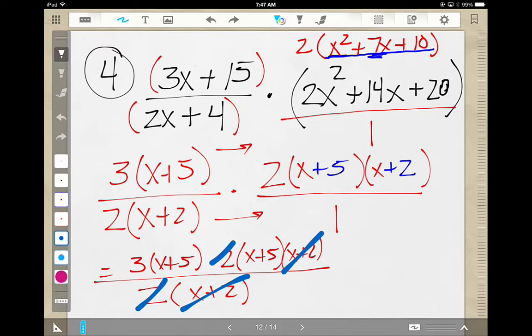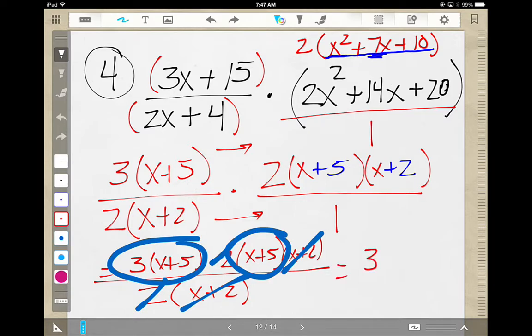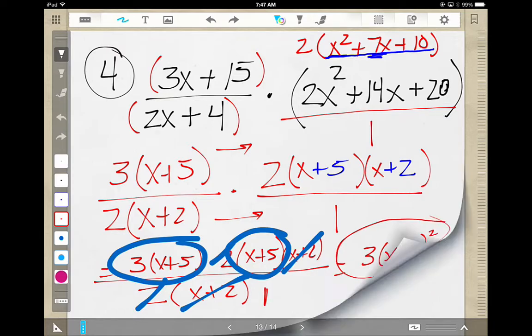So the only factors I'm left with are the 3 times x plus 5 and this other x plus 5 in my numerator. So it's going to equal 3 times x plus 5 twice, or 3 times x plus 5 squared. And there was nothing but a factor of 1 left in the bottom, so I don't need to write it as 3 times x plus 5 squared over 1. I'm actually just going to leave off the 1 and write it as 3 times x plus 5 squared. Again, if you wanted to multiply that out, you could, but I'm not going to make you multiply that out. Let's do 2 more.